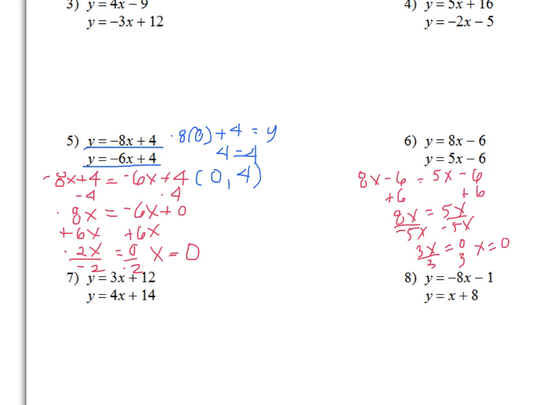And if I plug it in, for instance, right here, we can see that 8 times 0 minus 6 equals y. 0 minus 6 equals y. So negative 6 equals y. So my answer is 0, negative 6. And you can verify by plugging in either expression to get an answer.